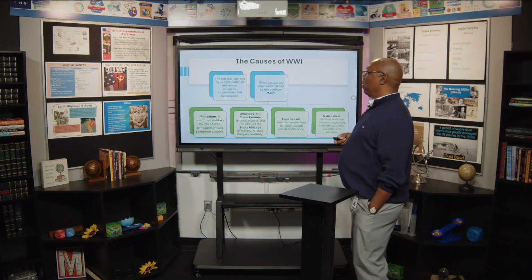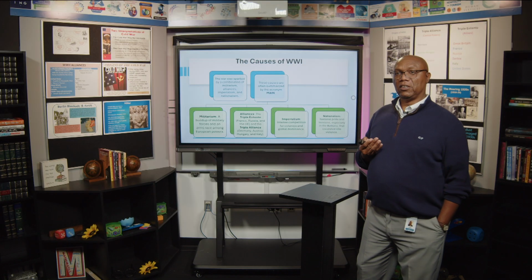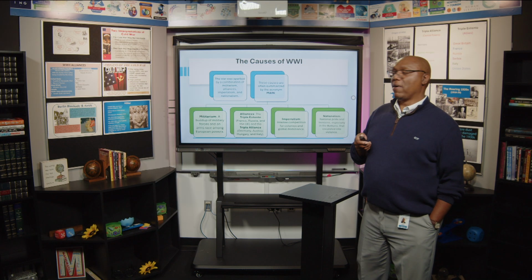The causes of WWI: the war was sparked by a combination of militarism, alliances, imperialism, and nationalism. These causes have often been summarized by the acronym MAIN. Militarism is the buildup of military forces and an arms race among European powers. The alliances: the Triple Entente, France, Russia, and the United Kingdom, and the Triple Alliance, Germany, Austria-Hungary, and Italy. Imperialism: the intense competition for colonies and global dominance. And nationalism: national pride and tensions, especially in the Balkans, that escalated into violence. Remember, one easy way to remember the causes of WWI is the acronym MAIN.